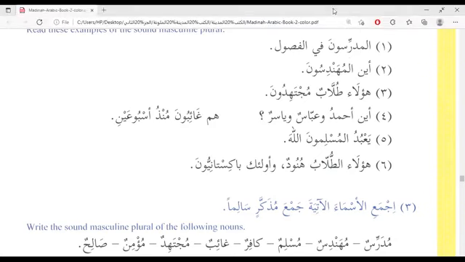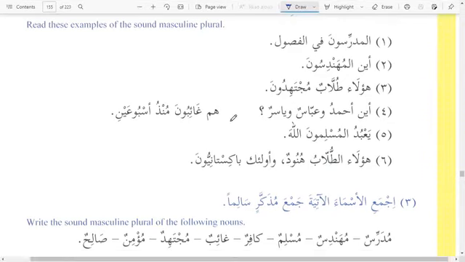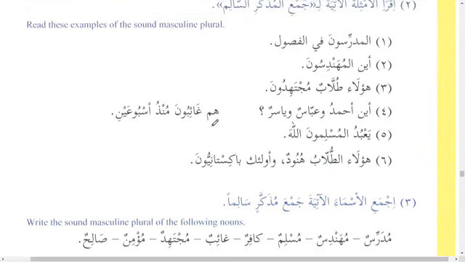So now hum, we know that this is also a pronoun, and all the pronouns are proper nouns. So they fall in the category of proper nouns. So hum, and then we say ghaibuna, they are absent. Is ghaibuna ism jamid or ism mushtaq? Is it a derived noun or a solid noun? It's mushtaq, it's derived. Ghaibun, ghaibani, and ghaibuna. Hum ghaibuna mundhu usbu'ayn, they are absent since two weeks.